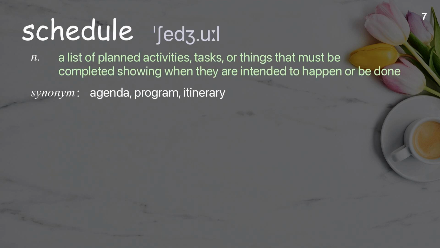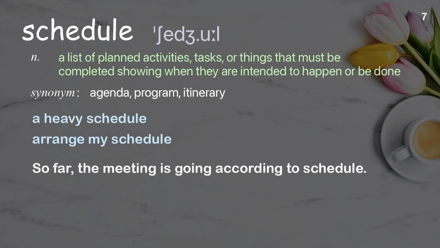Schedule. A list of planned activities, tasks, or things that must be completed, showing when they are intended to happen or be done. Examples: A heavy schedule. Arrange my schedule. So far, the meeting is going according to schedule.